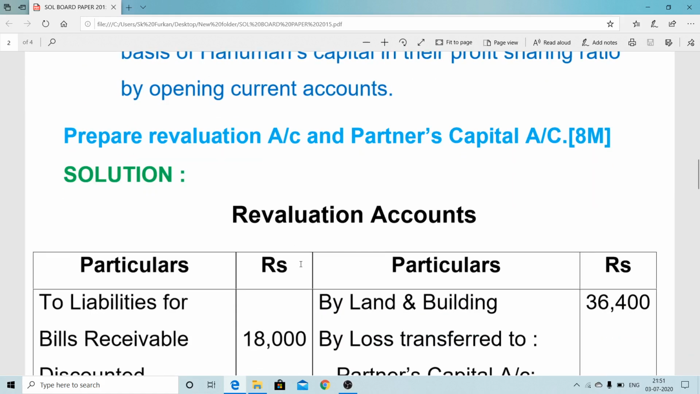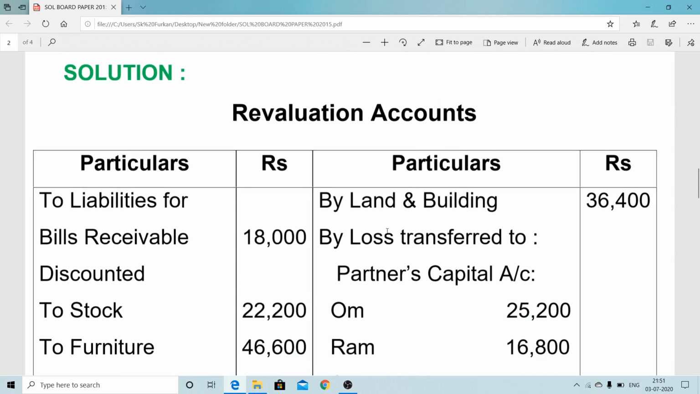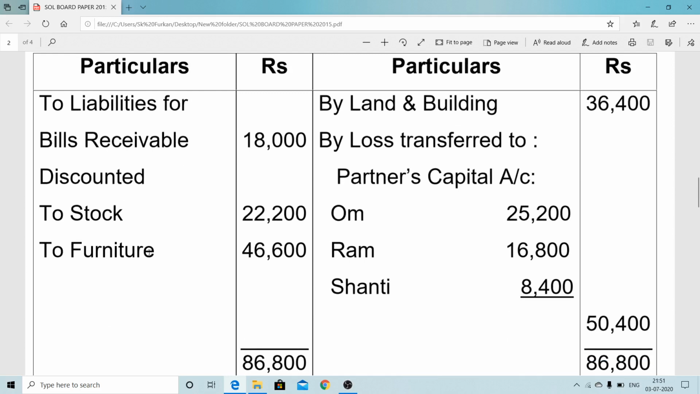So this is the revaluation ledger. Land and building was increased by 10%, so it comes to 36,400. Liability for bill receivable discounted was given as 18,000, so it is an increase of liability, revaluation to increase liability for bill discounted. Now 2 assets, one is a current asset, another a fixed asset, their value decreases, to stock in trade or to stock.